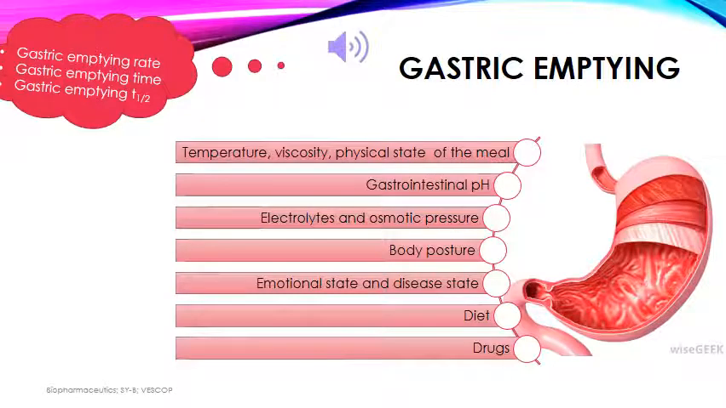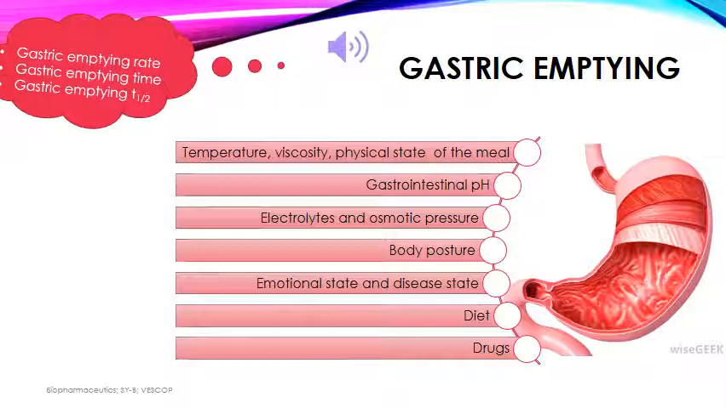But then there are also conditions where delay in gastric emptying is required. What are those conditions? They will be quite contrary to the ones we just discussed. For example, the dosage forms whose disintegration and dissolution is promoted by gastric pH, or gastric fluids, or the drugs which irritate the mucosa. Aspirin, if you take it, the side effect is it irritates the gastric mucosa. In that case, delay in gastric emptying is required.